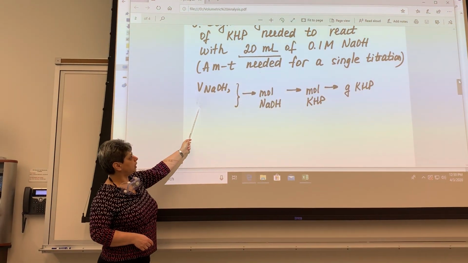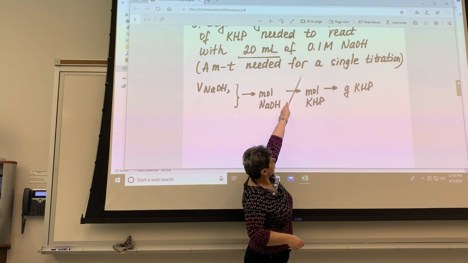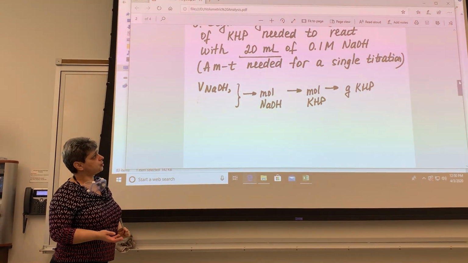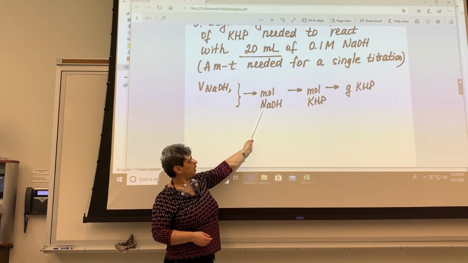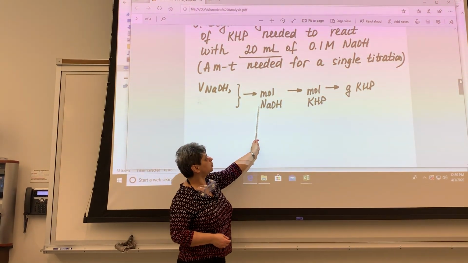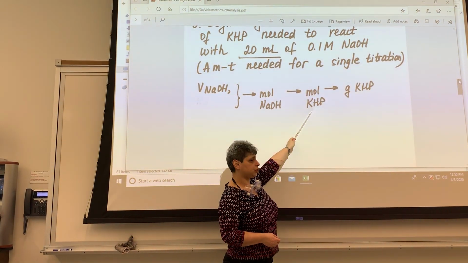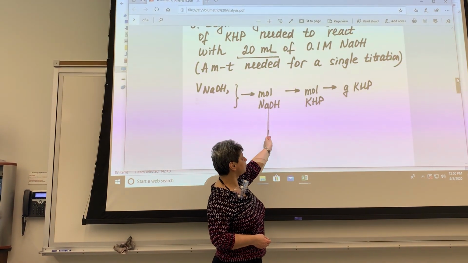And you're going to assume that the molarity of NaOH is roughly 0.1 molar. It's right here also, right up there. So using the volume of NaOH and its molar concentration, you will calculate moles of NaOH, and then you're going to assume that moles of NaOH are going to be equal to moles of KHP, because again, it's a 1-to-1 ratio in the balanced equation.